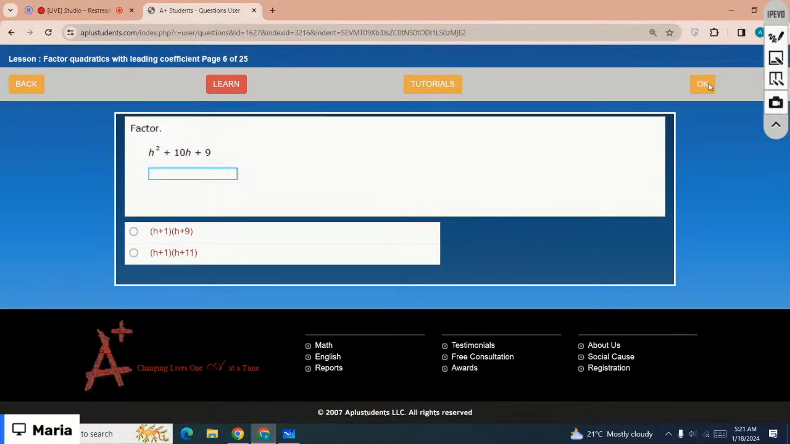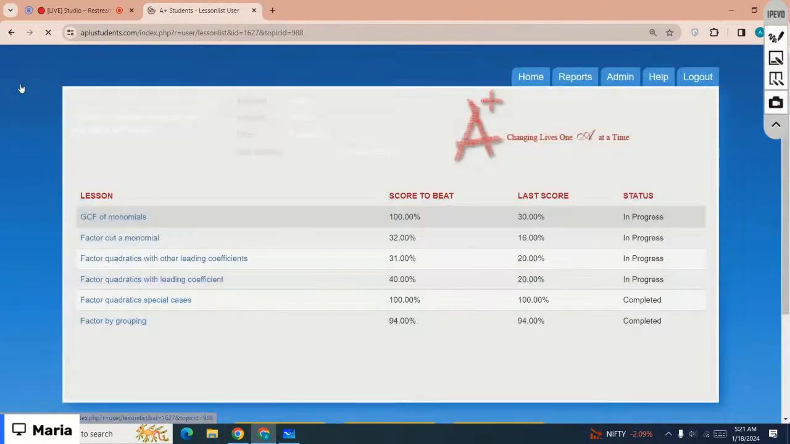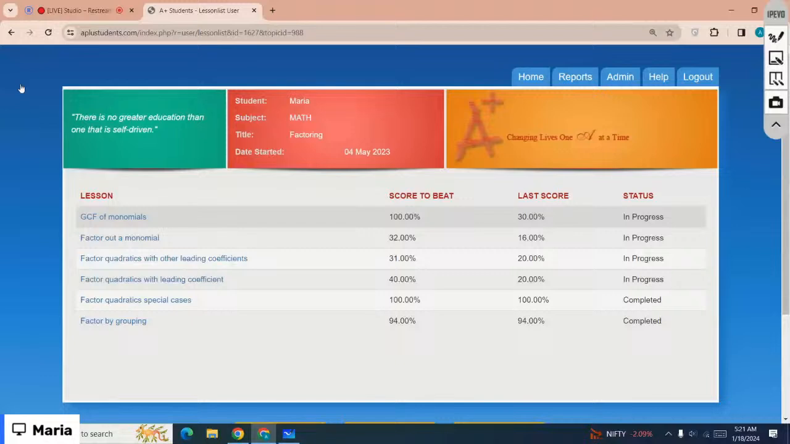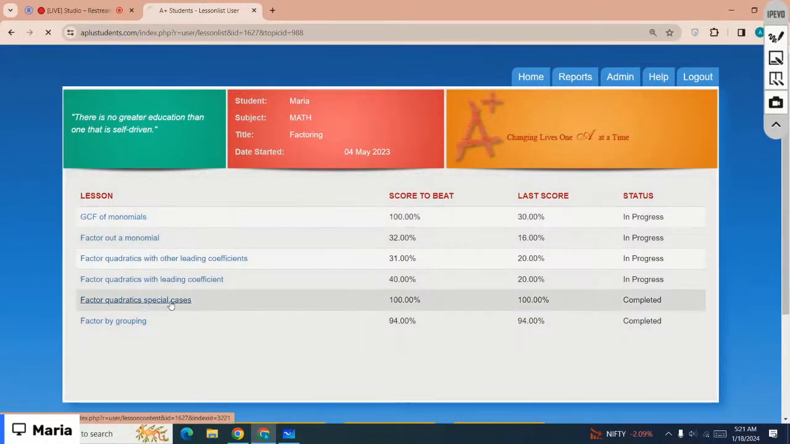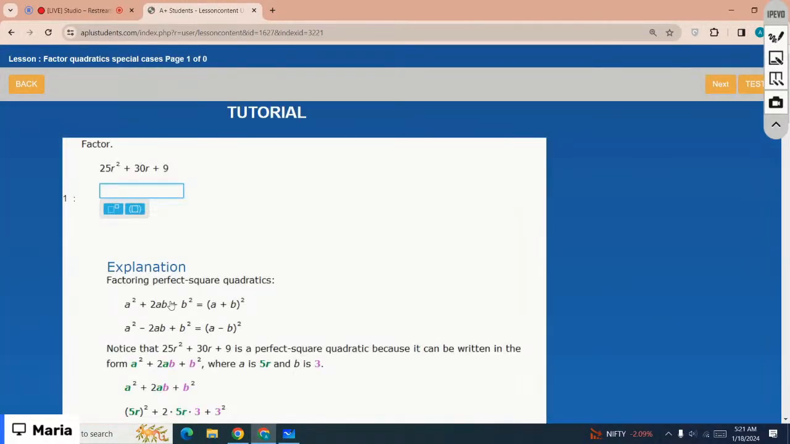Okay, you can complete the lesson by yourself later today. Let me just move on to the next lesson. The next lesson is factor quadratics special cases. Okay, the first one is factor 25r square plus 30r plus 9.